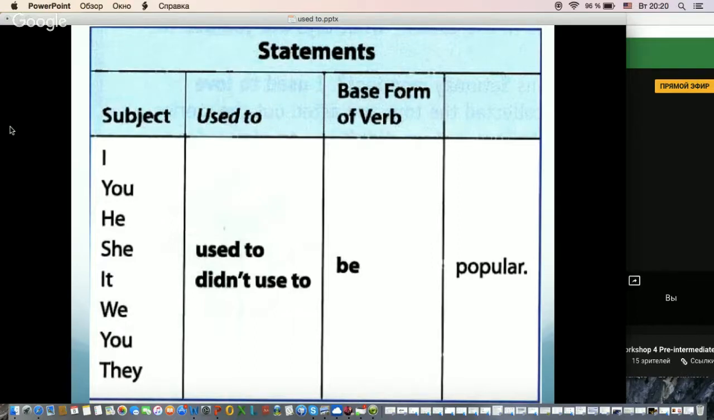So, the positive statement. I used to be popular. Раньше я был популярным. And if we make a negative one, then we say, I didn't used to be popular. Next, you used to be popular. Or you didn't used to be popular. He used to be popular. Or he didn't used to be popular.